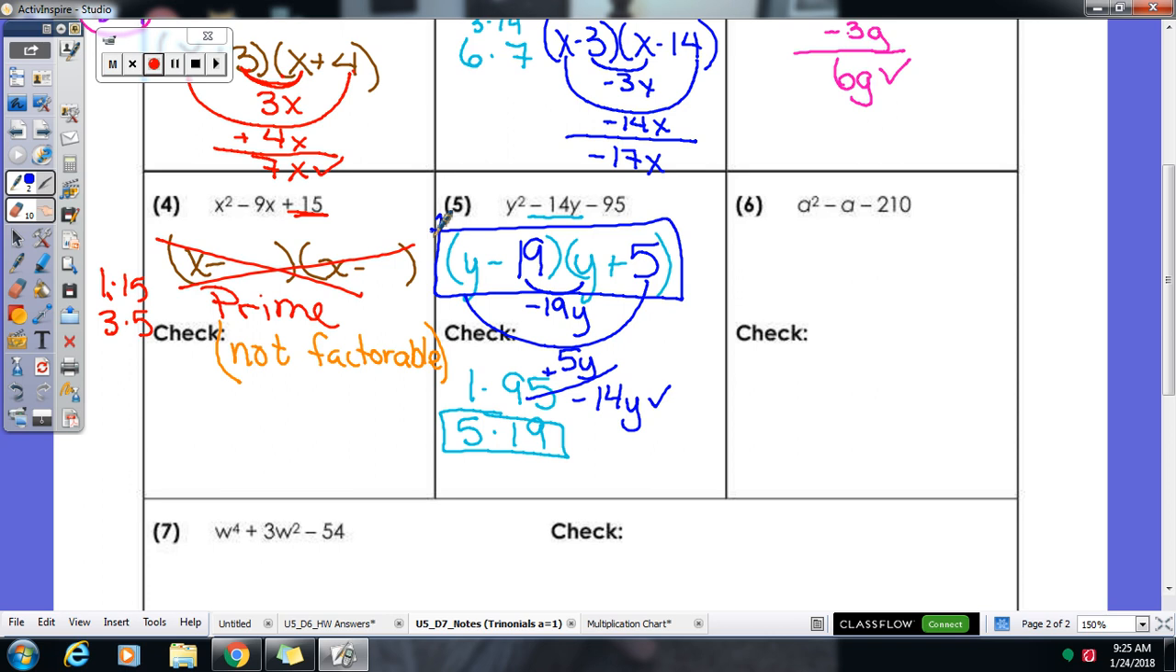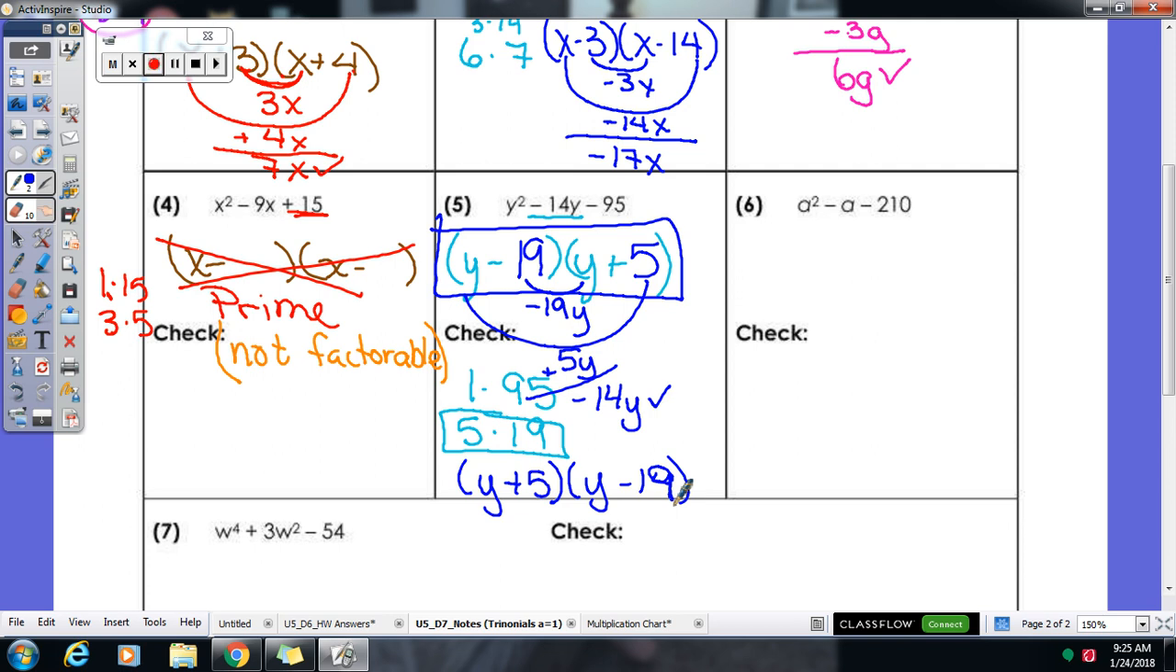So now keep in mind, as I said, it doesn't matter which order you write those in. The only thing that matters is that the signs are the same. So you could have it written as y plus 5 times y minus 14, and that's still the same answer I have. All you did was change your order around. So as long as the 5 is still positive and the 14 is still negative 19, you're good to go. Does not matter which one's written first.